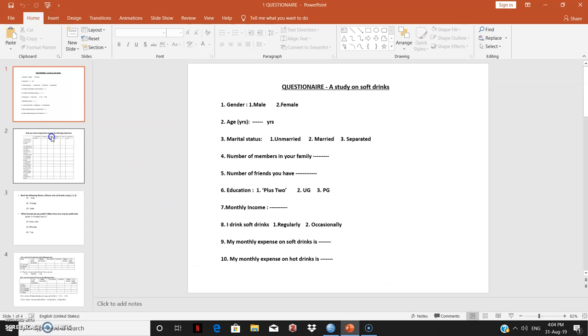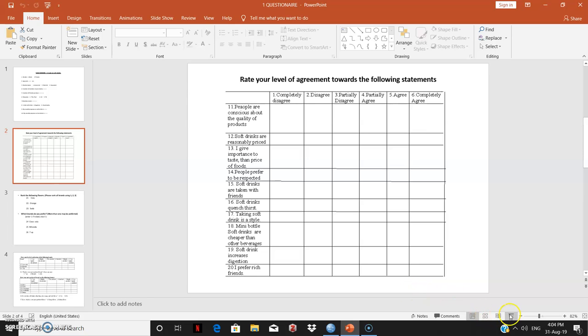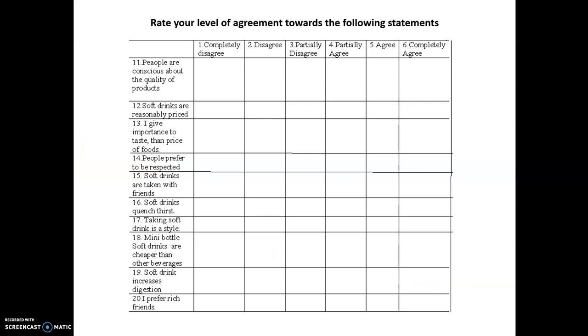So you can go to the second one here. Let me enlarge it for you to see. Here they have asked to rate your level of agreement with a few statements which are regarding soft drinks. Let me read out a couple of them for your understanding. People are conscious about the quality of products. And what is the scale they have given you? They've given a scale which ranks from 1 to 6, completely disagree to completely agree. And a 6-point scale they have used, where they have also put partially disagree, partially agree.